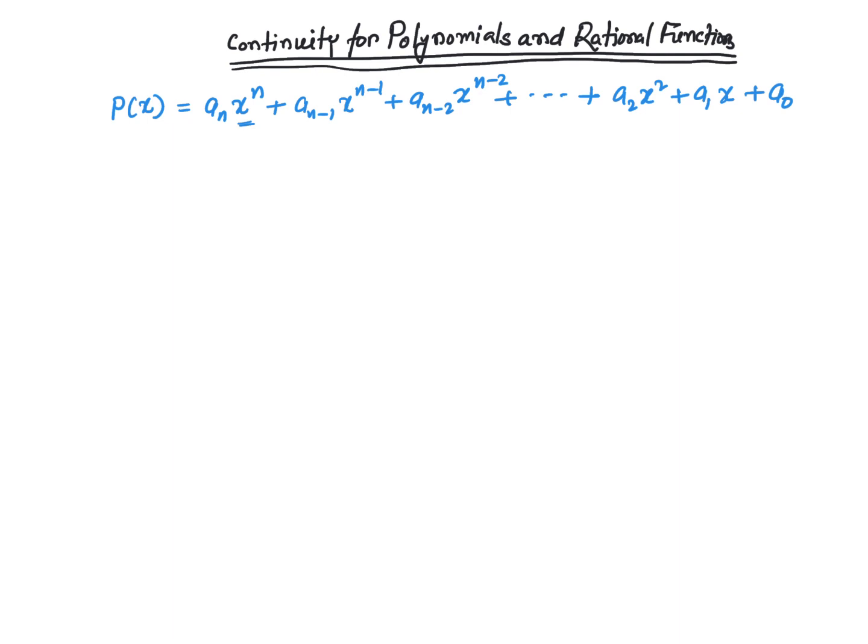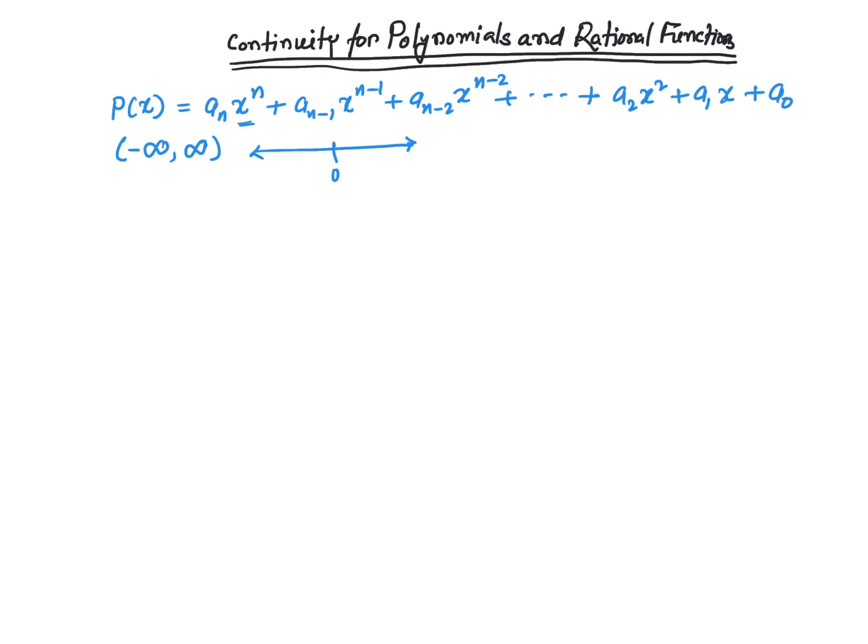Just so you know, polynomial functions are continuous everywhere on the real number line, which means that it is going to be continuous on the interval from negative infinity to positive infinity. So, the entire number line. Now, let's go ahead and show that this is continuous. So, how do we show that?